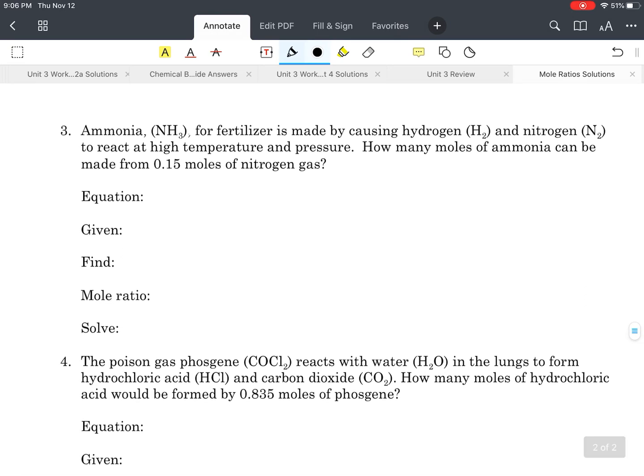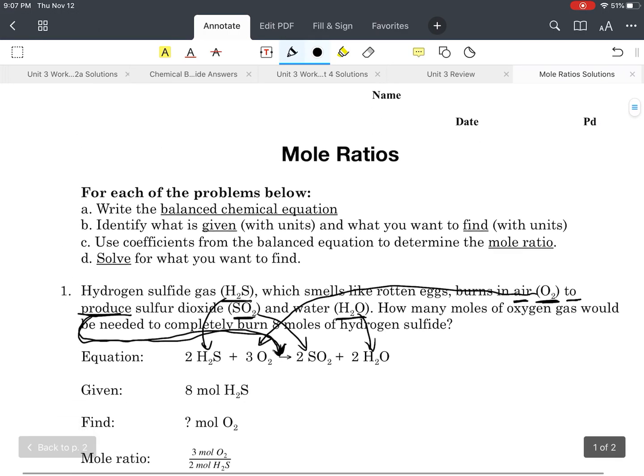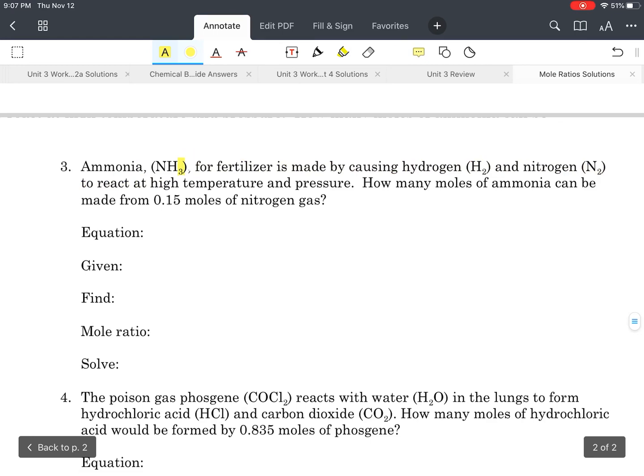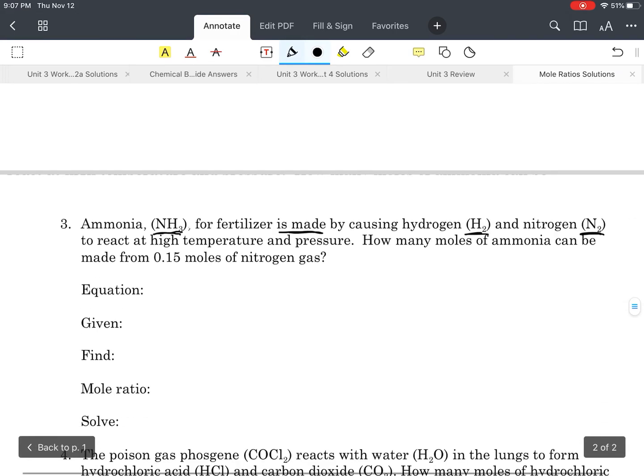It's just a little bit different than what I've been talking about with the other two in the way the sentence comes across. So we have ammonia, which is NH3, for fertilizer is made by. So is made is part of the reaction arrow. It is made by causing hydrogen, H2, and nitrogen, N2, to react at a high temperature and pressure.